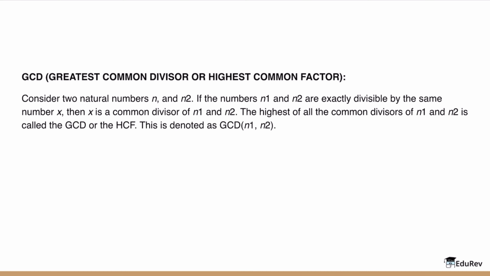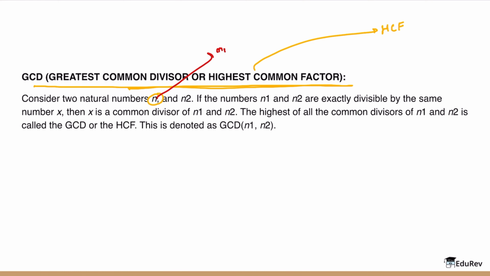Yes, so we were basically studying what? Greatest common divisor or highest common factor, which is also known as your HCF. HCF is nothing but your highest common factor, and GCD is nothing but your greatest common divisor. Now you need to consider two natural numbers, N1 and N2. If the numbers N1 and N2 are exactly divisible by the same number, say X, then X is nothing but a common divisor of N1 and N2.